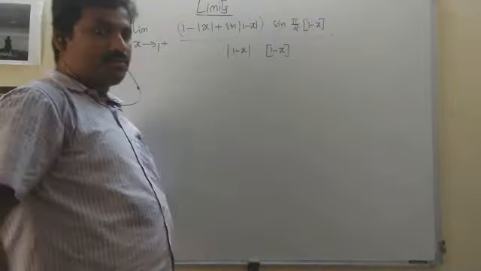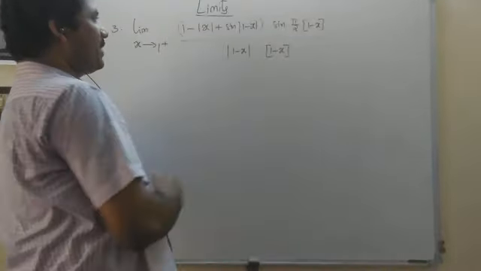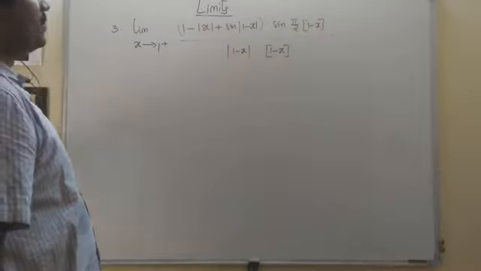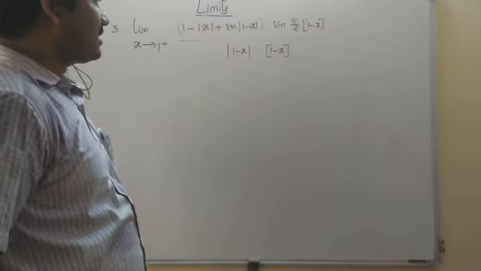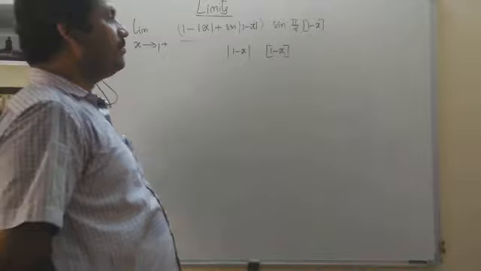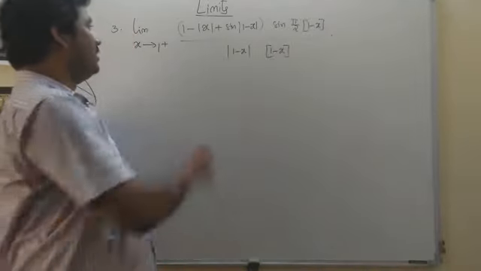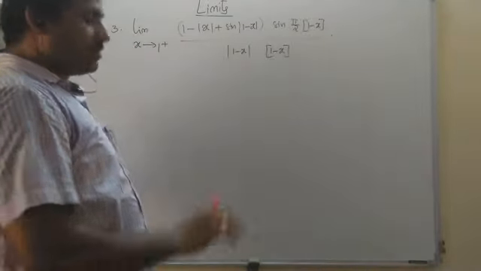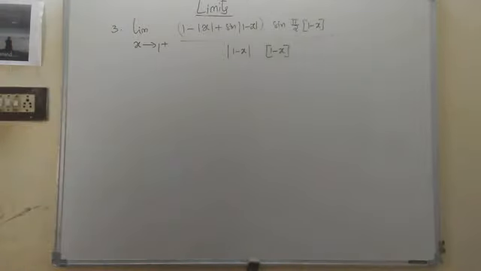So right students, see this problem. Limit x tends to 1 plus, 1 minus mod x plus sin of mod of 1 minus x into sin pi by 2 box of 1 minus x, by mod of 1 minus x into box of 1 minus x. Limit x tends to 1 plus. So box and mod are in the problem.